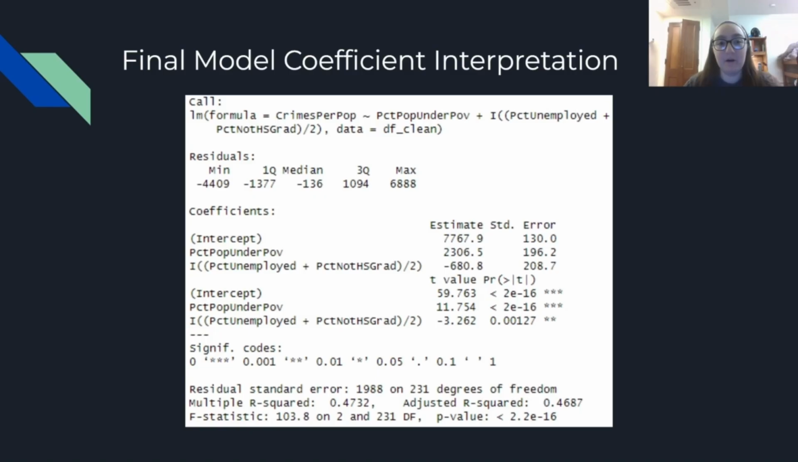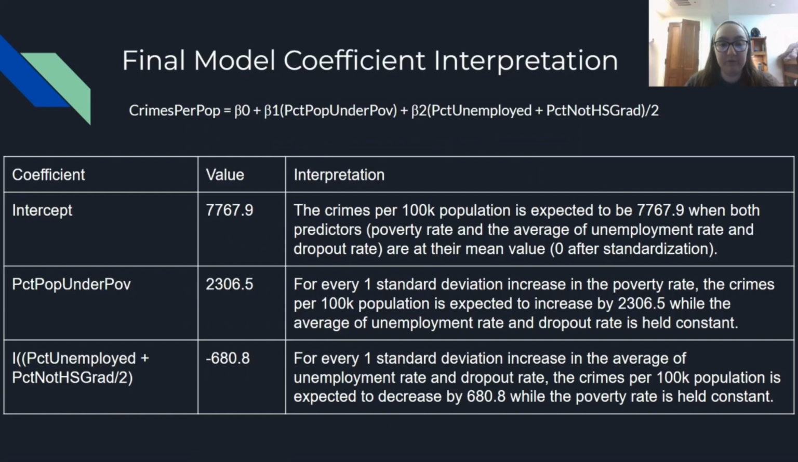I'm Brittany. I'm going to be talking about the model interpretation specifically for our coefficients. So this is our final model output from R. I went ahead and put this into a table so it's a bit easier to see. So our final model here, at the top, we have crimes per pop equals beta 0 plus beta 1 times the percent population under poverty plus beta 2 times the average of the percent unemployed and the percent not high school grad.